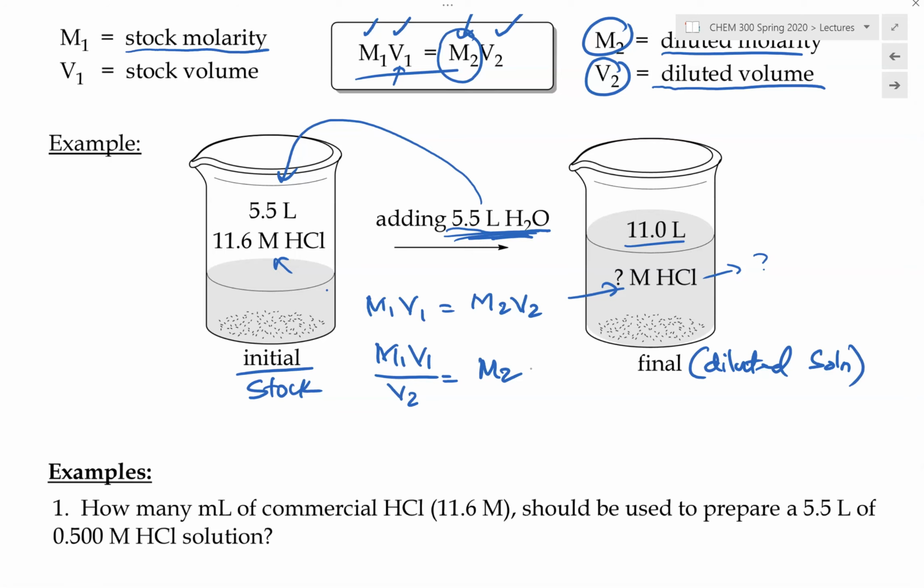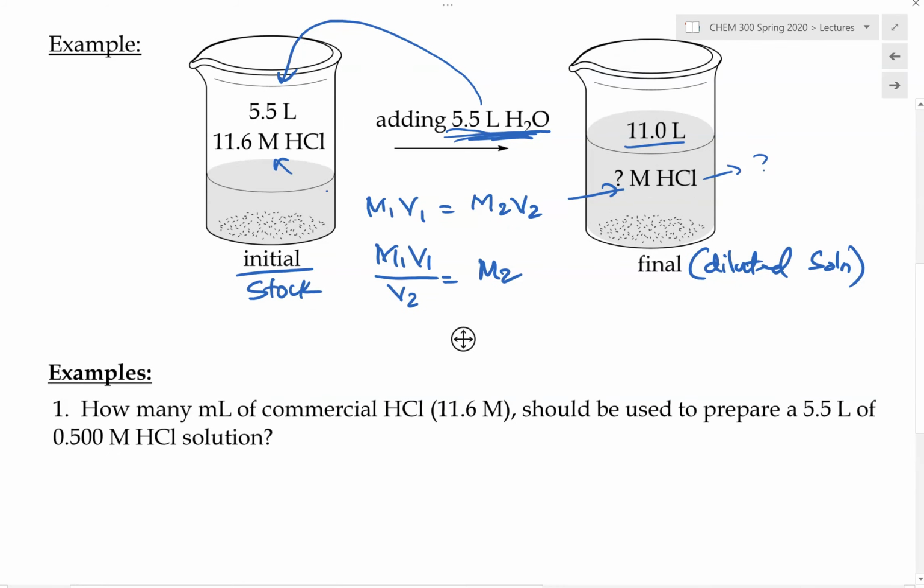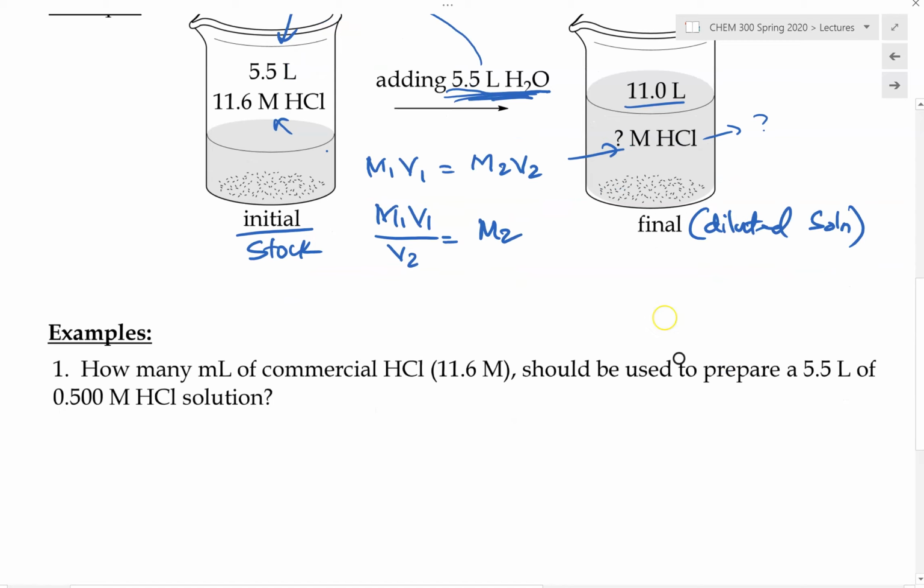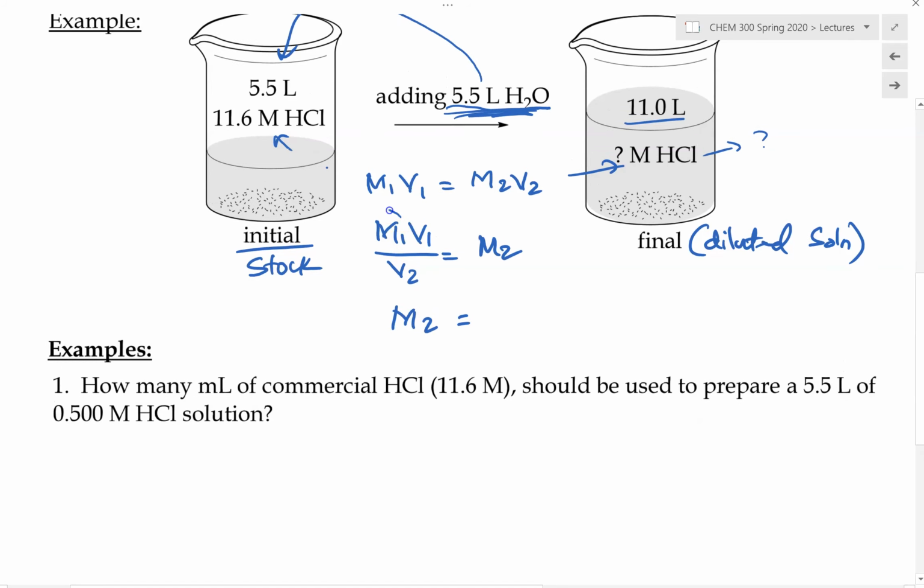And now all we have to do is plug in all of these variables, and we'll be able to solve for what the final concentration will be. So here in this case, this M2 will then equal M1. And in this case, M1 is the stock molarity, which is 11.6 molar. And importantly, we include that word molar along with it. Multiplied by V1, which is the initial volume of the original solution, and in this case, it was 5.5 liter. That's what we started out with.